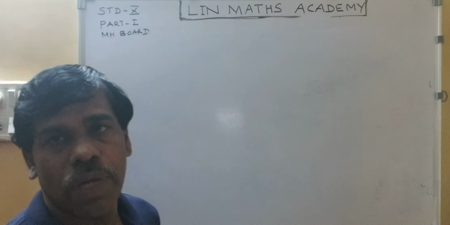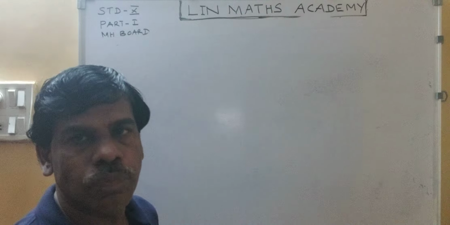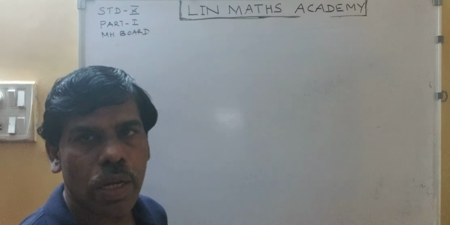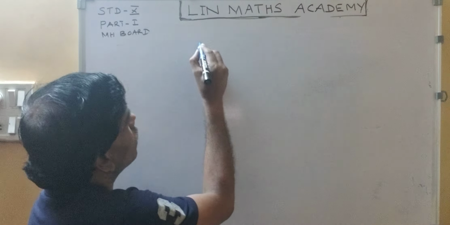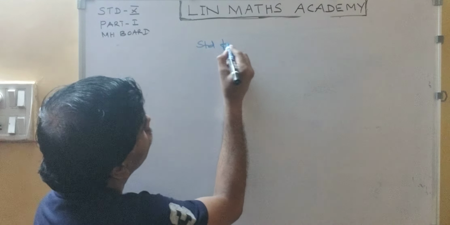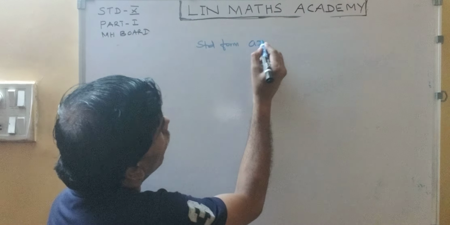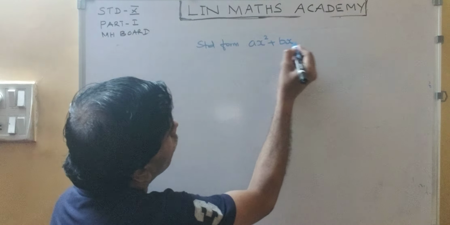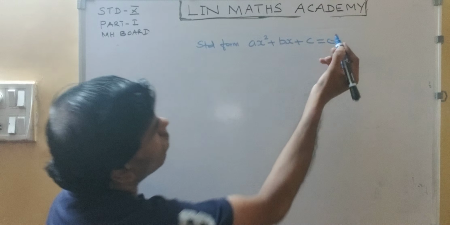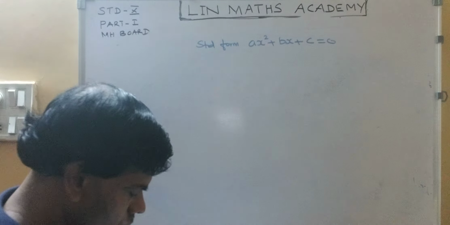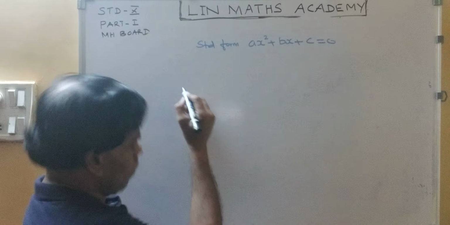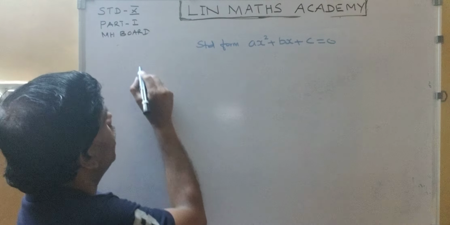Now another activity is given: how to write the given quadratic equation in standard form. What is the standard form? ax square plus bx plus c equal to 0. Okay, now page number 31.